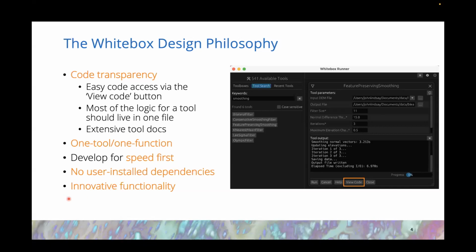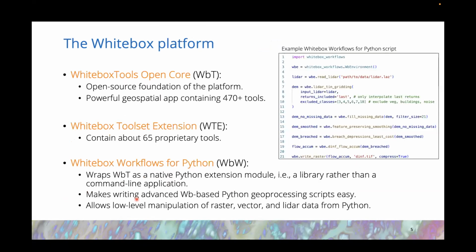And then lastly here, and by no means last in priority, is innovative functionality. So a lot of the things that I focus on creating in WhiteboxTools is unique to it, that sort of pushes the boundaries of the various geospatial sub-communities that I'm targeting with the creation of each of these tools. I hope to give some examples of that today.